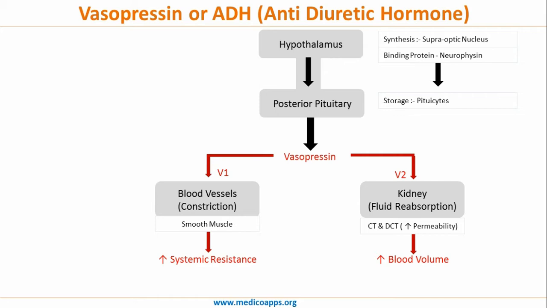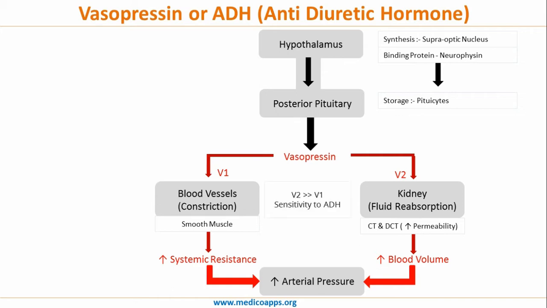As a result of this fluid reabsorption, the blood volume increases. Both the increase in systemic resistance and the increase in blood volume lead to an increase in arterial pressure. One important point to mention is that the sensitivity of the V2 receptor to ADH is much higher than that of the V1 receptor. So ADH will primarily cause fluid reabsorption as compared to constriction of blood vessels. Although it has that action, the action on V2 receptors is much higher because of sensitivity.